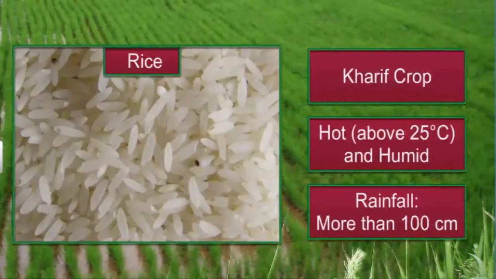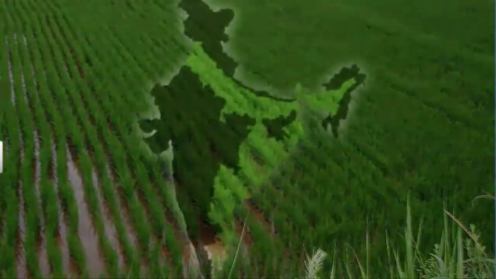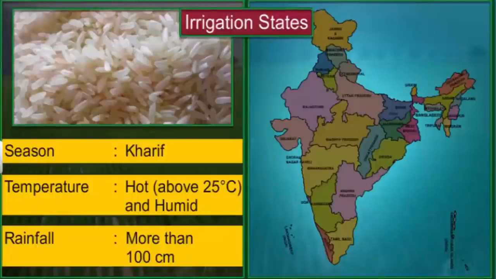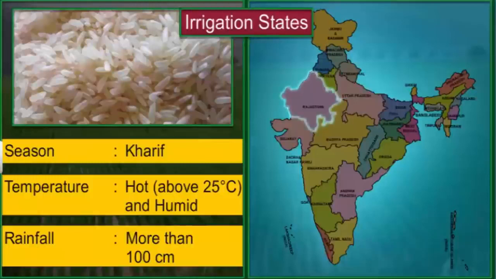The main rice-producing areas in India are the coastal and delta regions, and the northeastern states. The development of irrigation facilities has enabled rice cultivation in Punjab, Haryana, western Uttar Pradesh, and parts of Rajasthan, where rainfall is less.